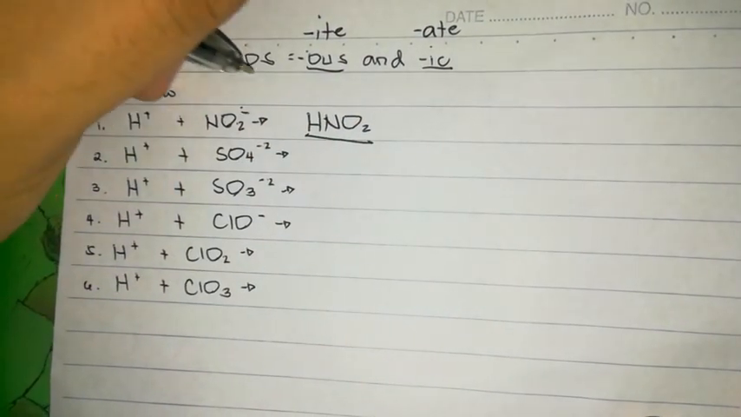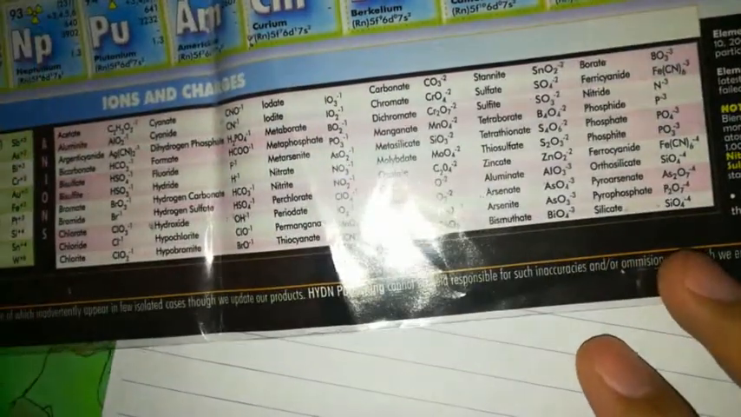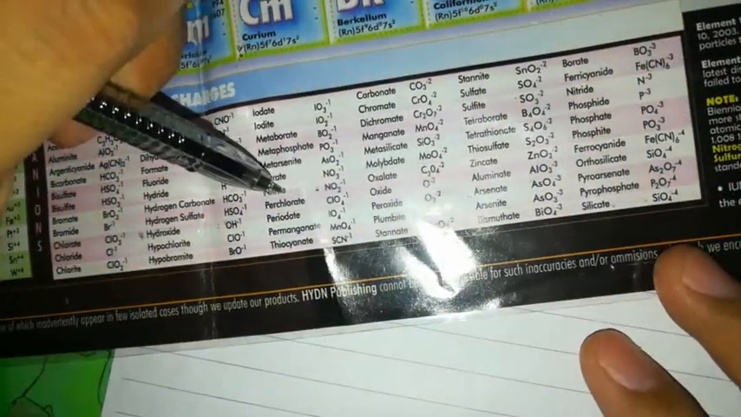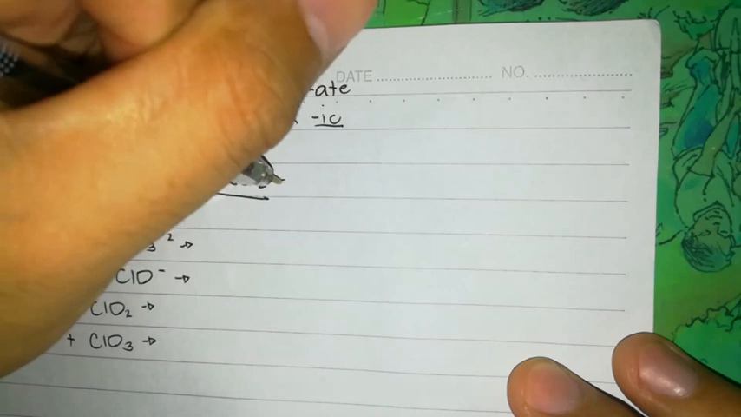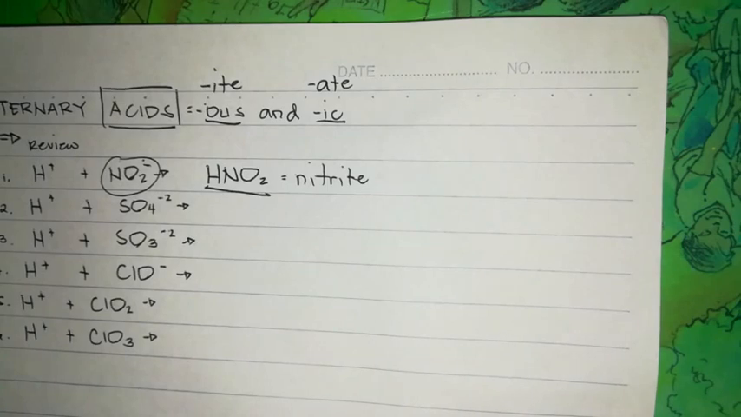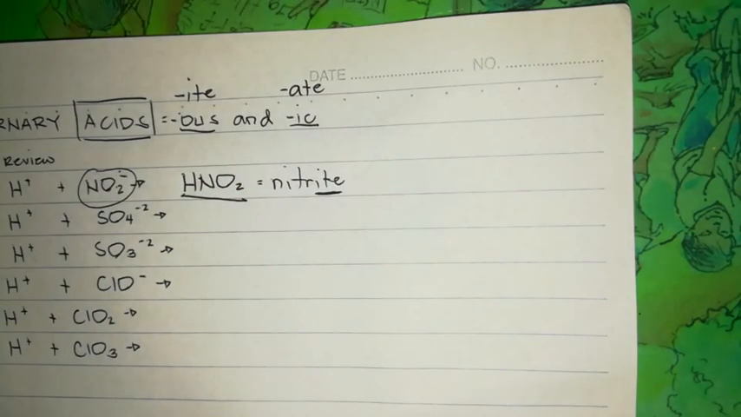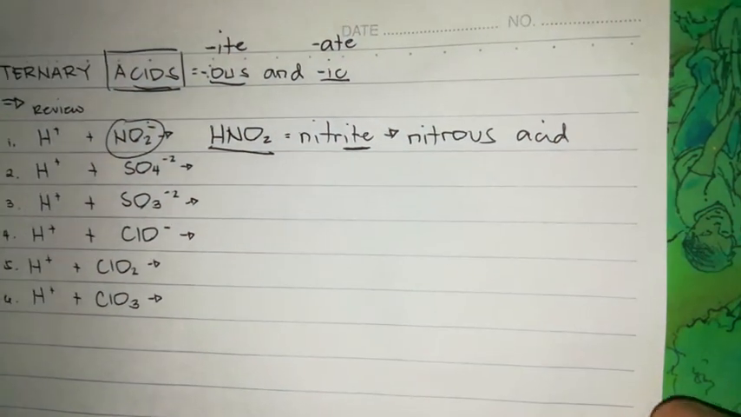Remember that acids typically have H at the beginning of their chemical formula. So, hanapin natin yung NO2. So, ito si NO2. Ang pangalan niya ay nitrite. In order for us to name ternary acids, titignan natin yung ending niya if it is ITE or ATE. Kapag ITE, magiging us. So, it will become nitrous. Tapos, just add acid. So, number 1 is nitrous acid.